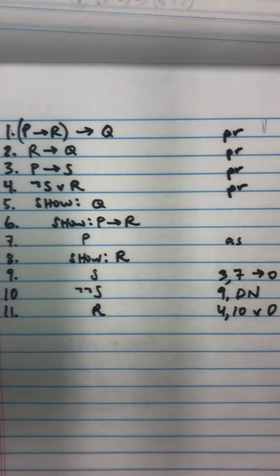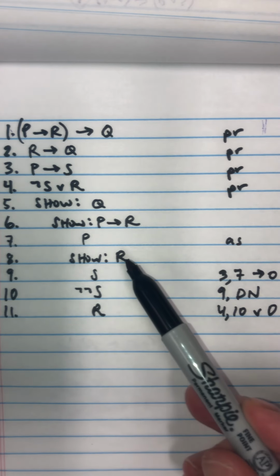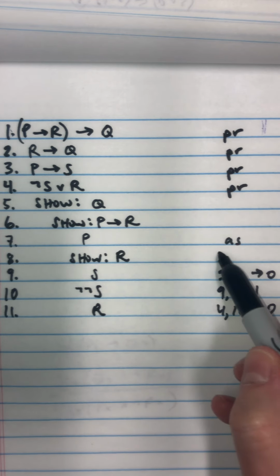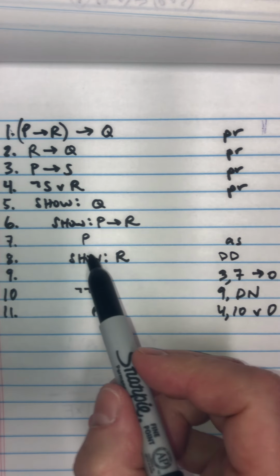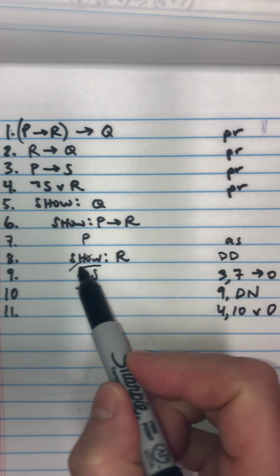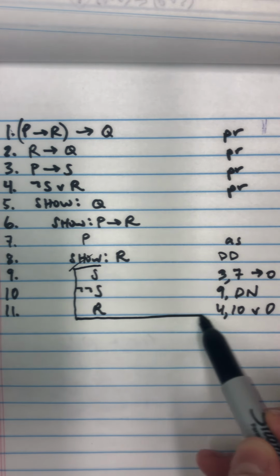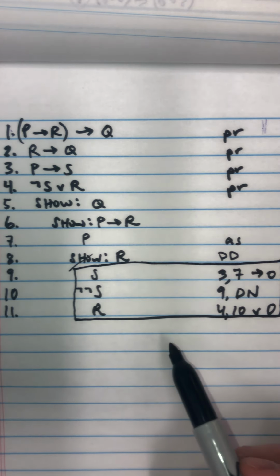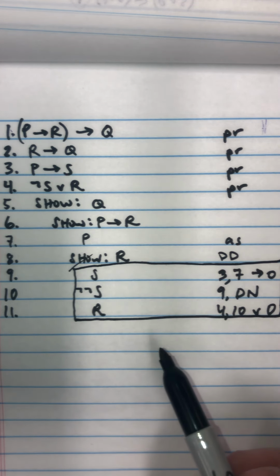So what happens now? Well, we were trying to show R, and R is at the bottom of our proof, so we know that that's a direct derivation, DD. So we cancel and we box everything underneath there. In just a second I'll explain what that box means.